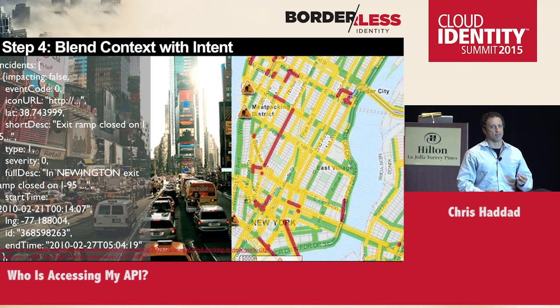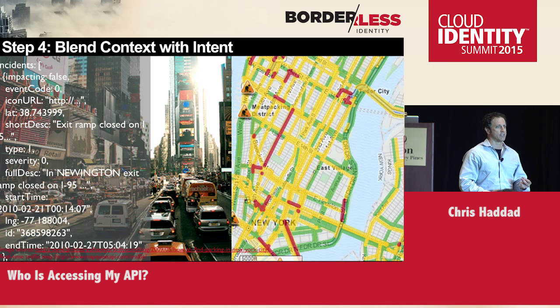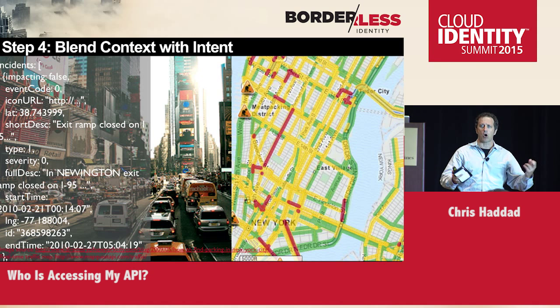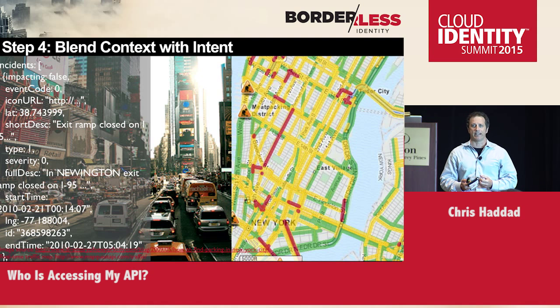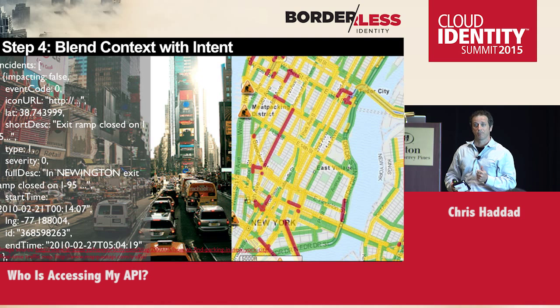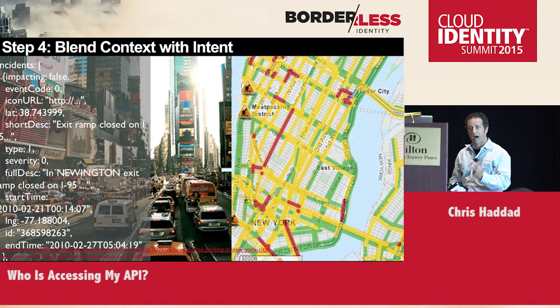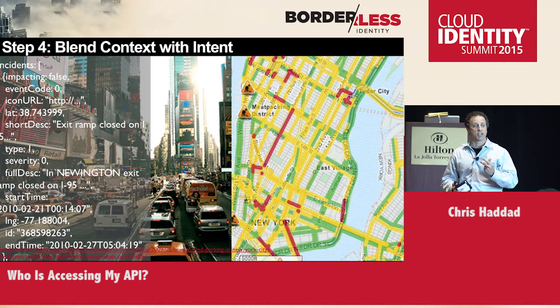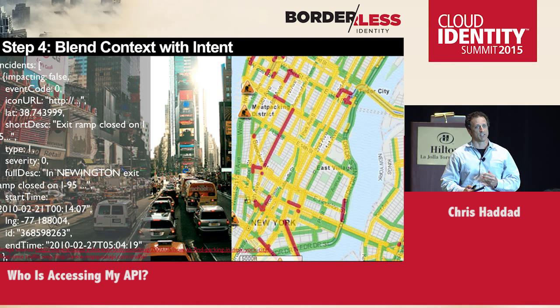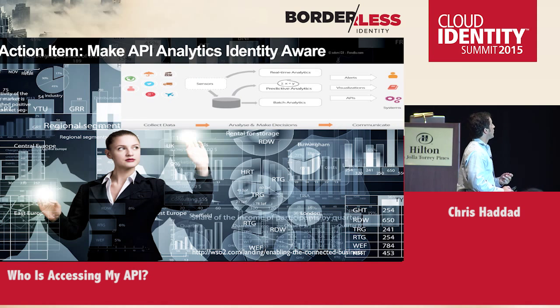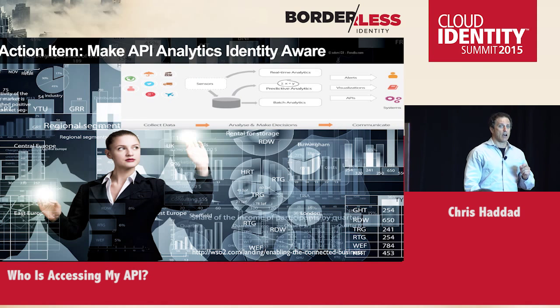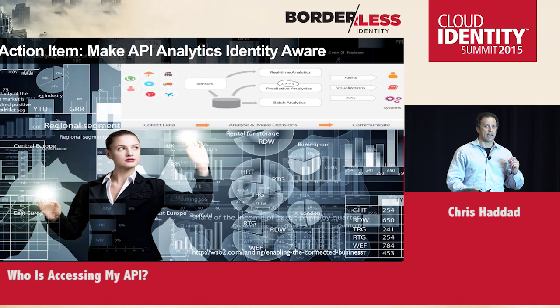Are there traffic jams? Is there road construction? And we can mash up all of this information and build an intelligent API, which will result in more satisfied customers who will tip more, buy more, and come back to interact with us more. How do we do this? Well, we make APIs identity aware and blend in analytics.